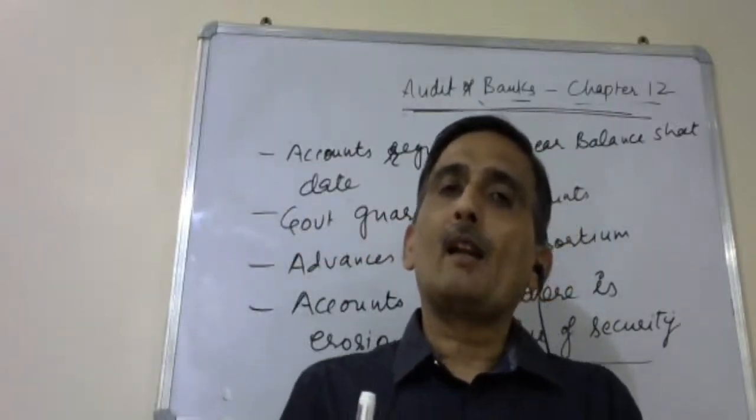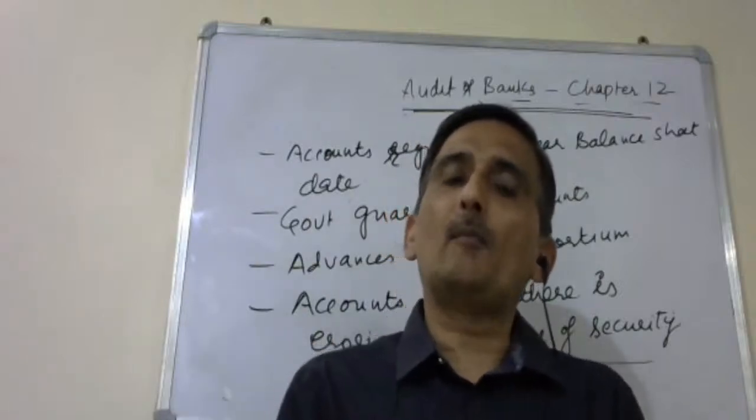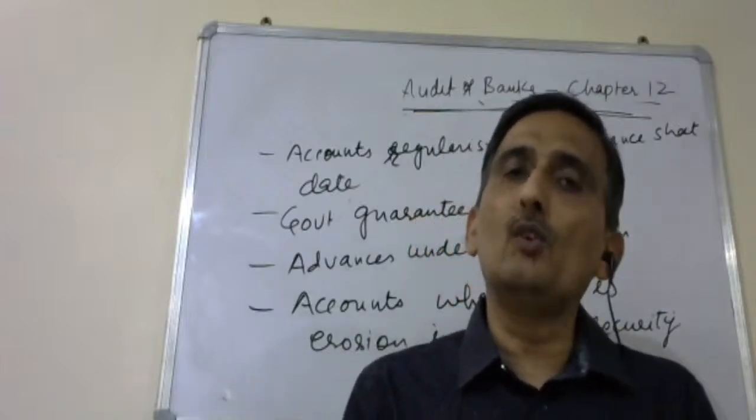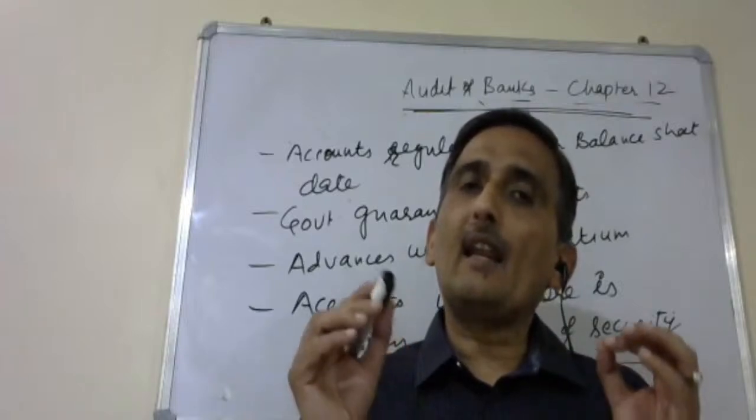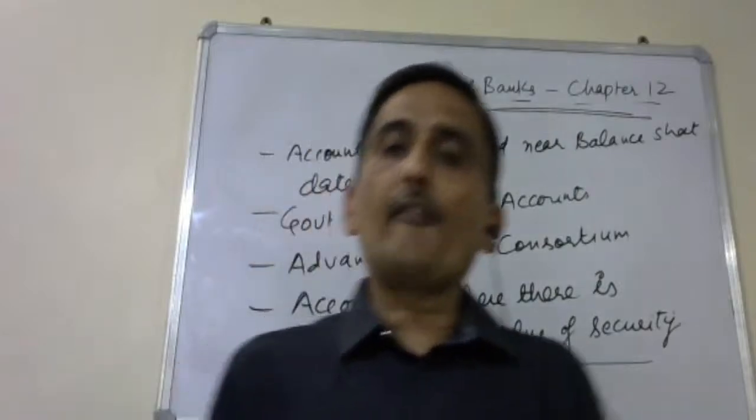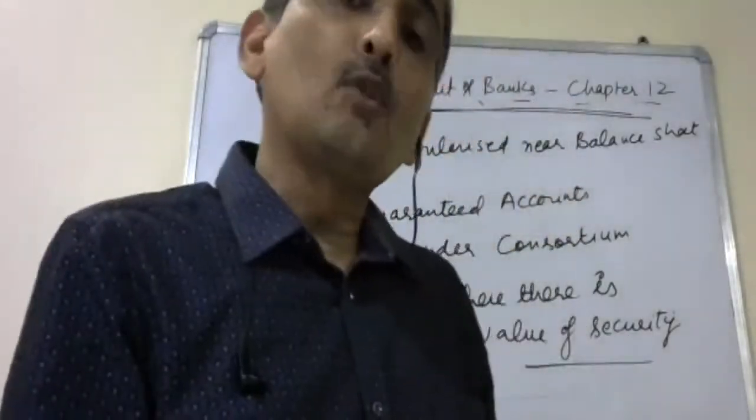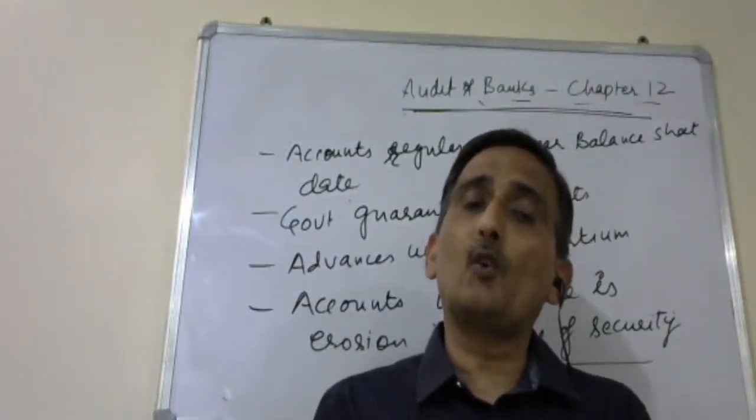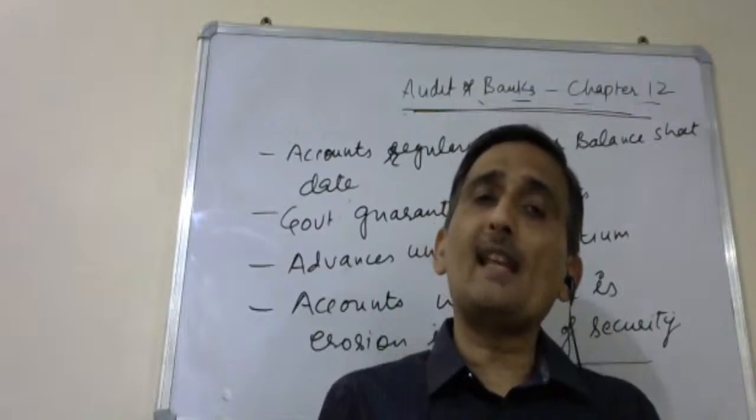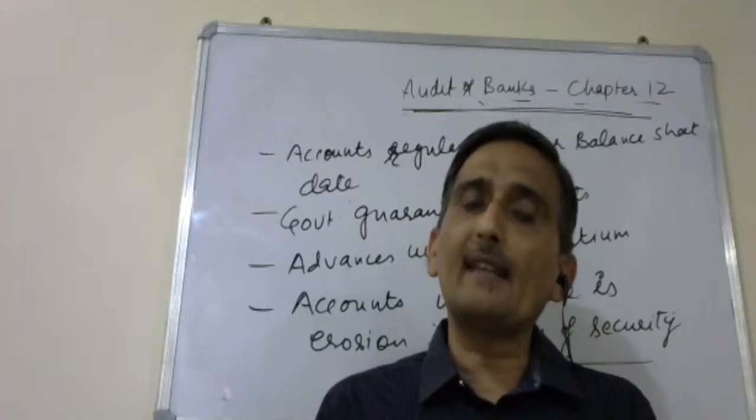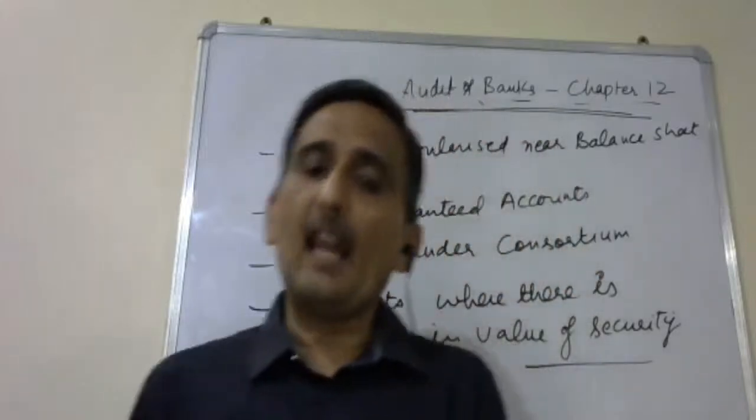Say some amount has been transferred from some other account, or some sort of accommodation entry has been made. So the auditor has to check these points: if the account is regularized near the balance sheet date and there are only a few credits, then he should check the genuineness of the credit. And if the credit does not appear to be genuine to him, or he feels that the account shows inherent signs of weakness, then he should classify it as an NPA account.